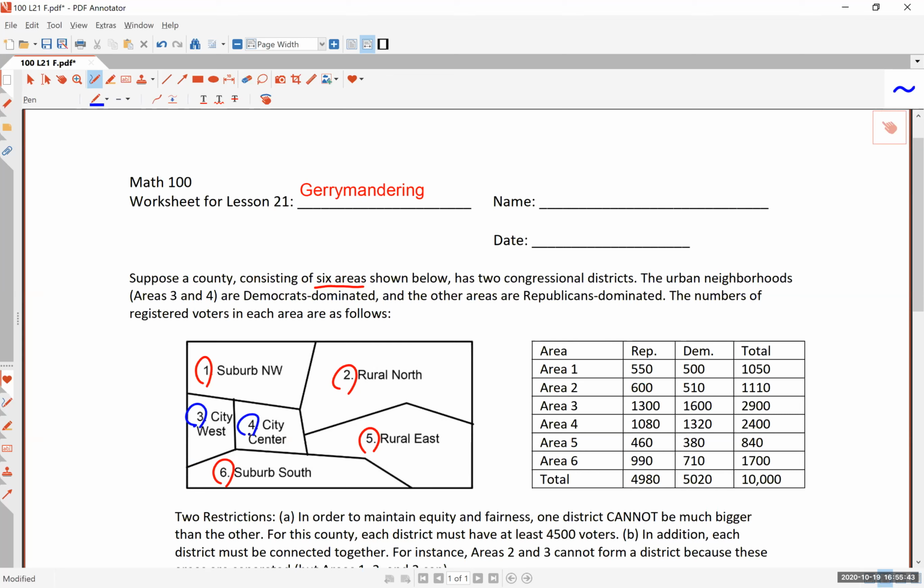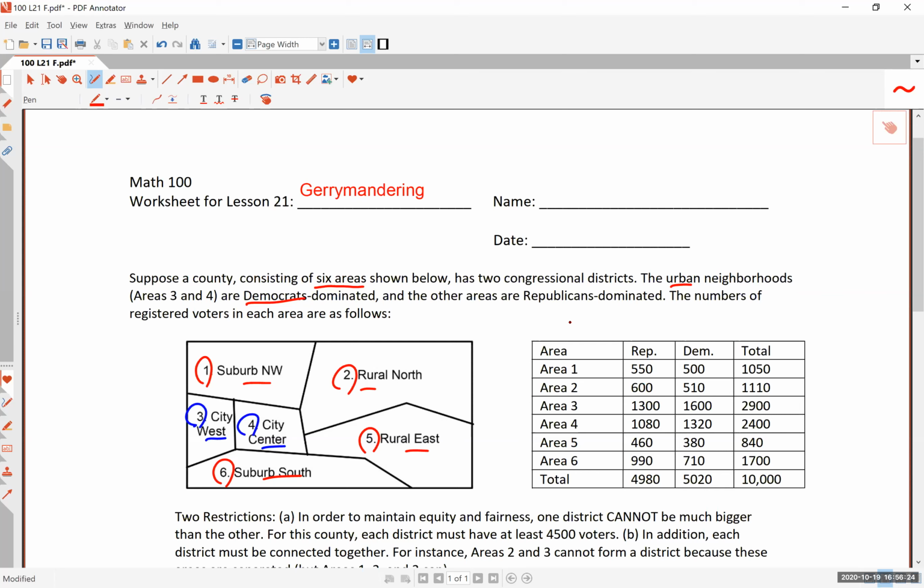This is quite typical in the United States: you have city areas, inner city areas that are dominated by a certain political party, and as you go into suburbs and rural areas, you have the other party dominating, in this case the red party. As it says here, the urban neighborhoods, areas 3 and 4, are Democrat dominated, while the other areas are Republican dominated. So it seems like the red represents the Republicans and the blue the Democrats.